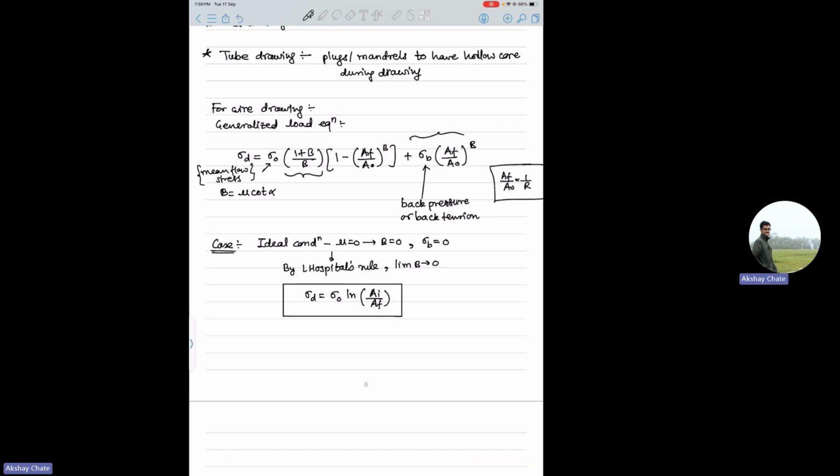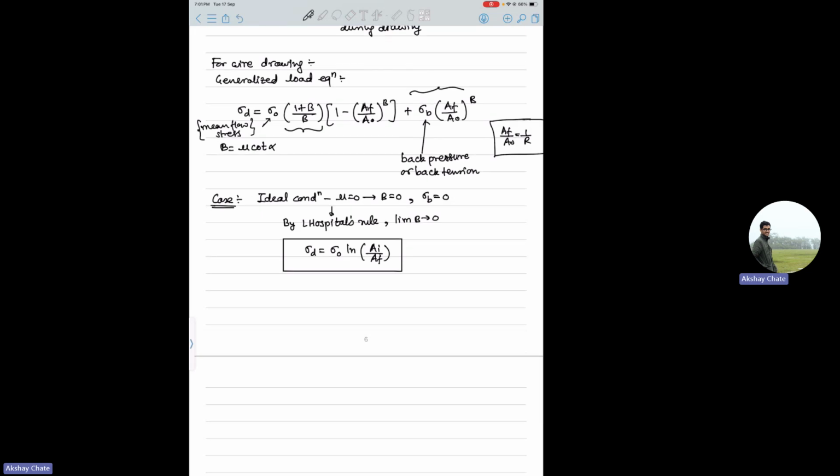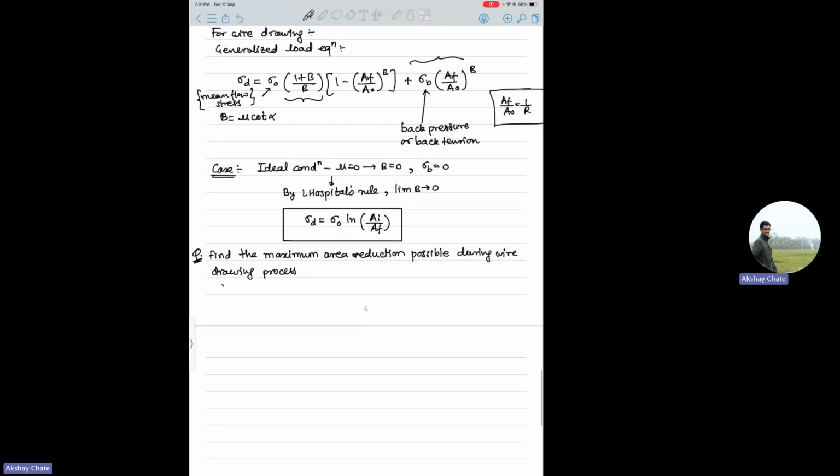Okay. So the point is, from this sometimes they ask a very important question, which is, find the maximum area reduction possible during wire drawing process. Okay, so this is a question. There are two parts to this question. First is, assume ideal conditions.